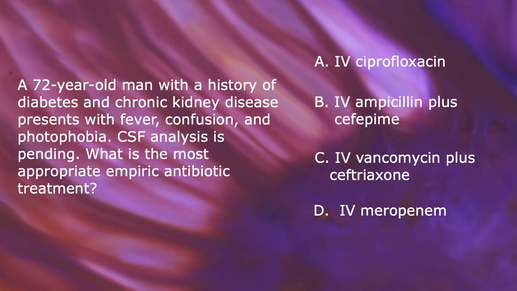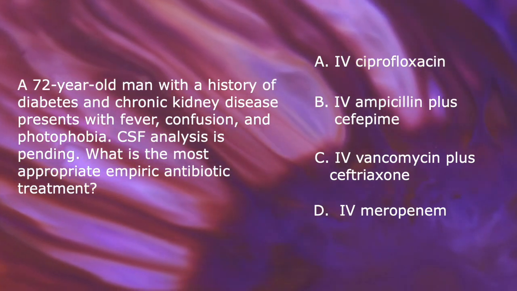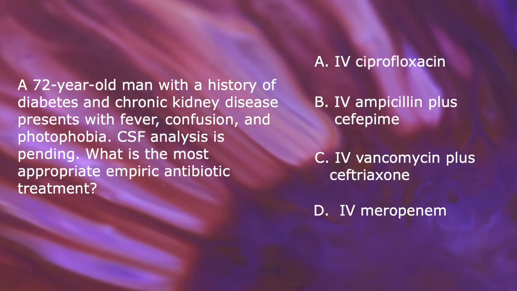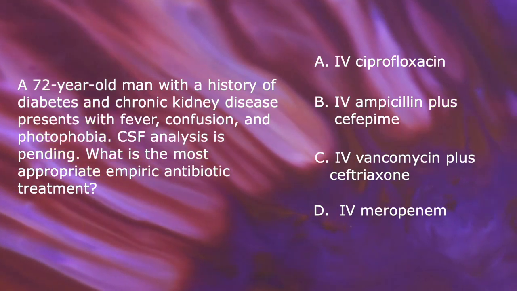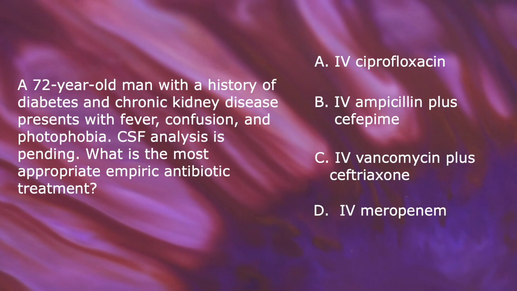Now, TMP-SMX and ciprofloxacin are not first-line treatments for suspected acute osteomyelitis without MRSA risk factors. A 72-year-old man with a history of diabetes and chronic kidney disease presents with fever, confusion, and photophobia. CSF analysis is pending. What is the most appropriate empiric antibiotic treatment?